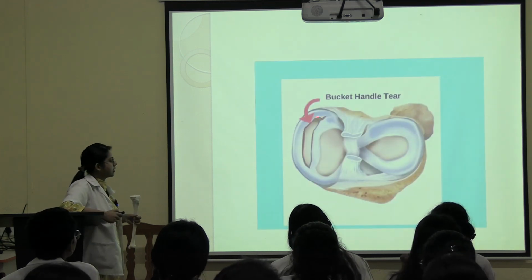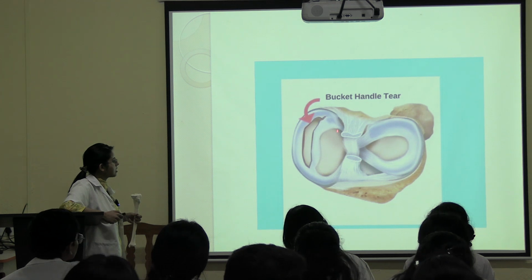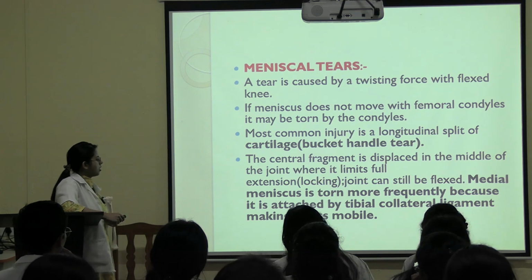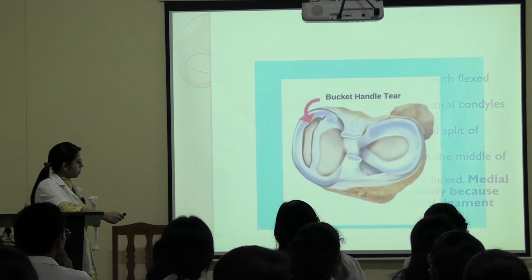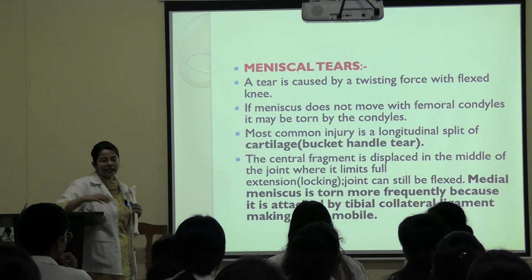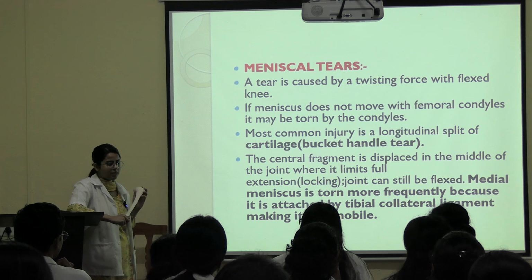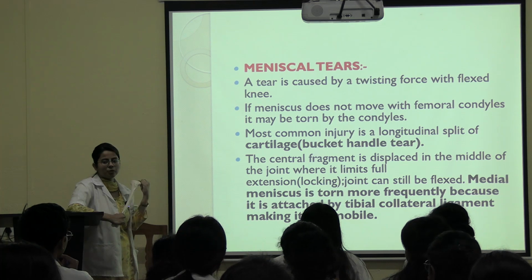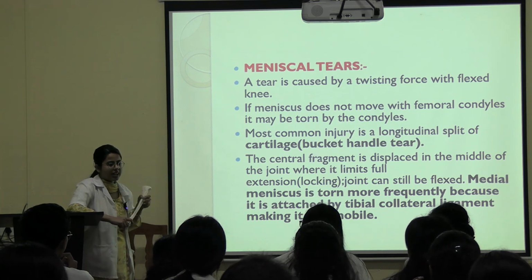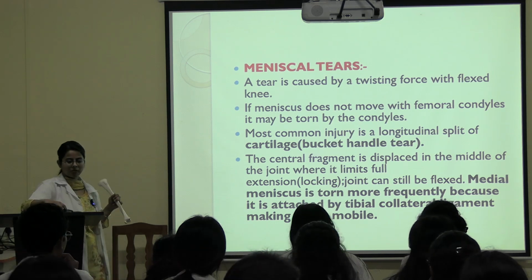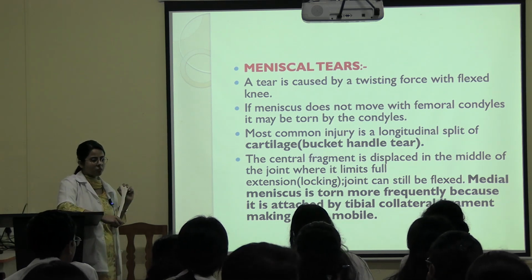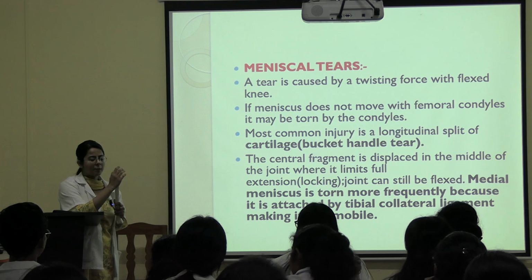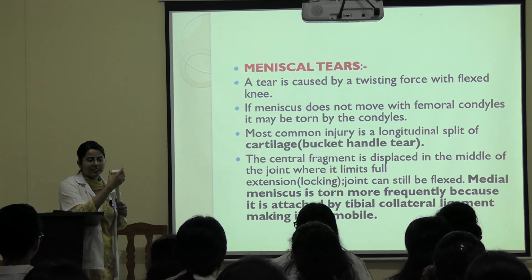So this is bucket handle tear. See, longitudinal split in the meniscus. This is the meniscus. See, and medial meniscus most commonly undergoes tear, because the tibial collateral ligament, as I explained before, is present medially, so it will hold it tightly, so it will not be able to move with the femoral condyle, so it will undergo more tear as compared to the lateral meniscus. Meniscus injury, clear? Normally the meniscus should move with the femoral condyles, but if it does not move due to some twisting force, then it will undergo tear.